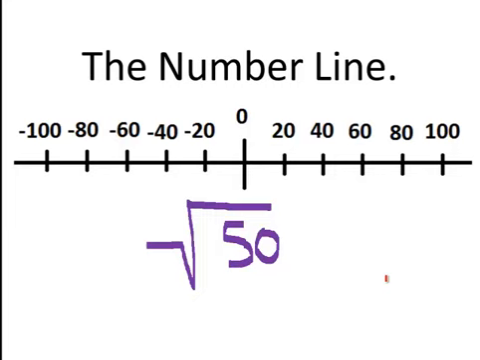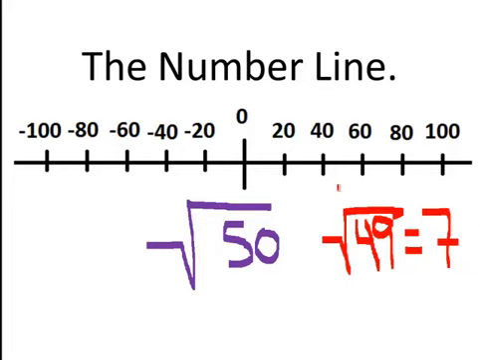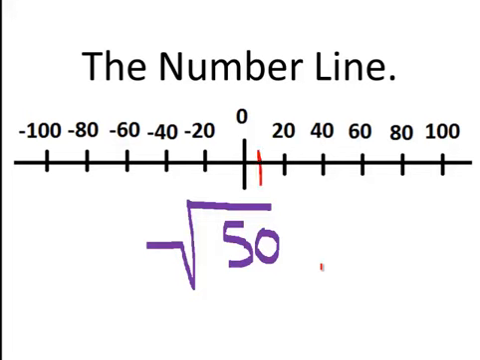The square root of 50. Well, perhaps you already know that the square root of 49 is exactly equal to 7, and 7 would go about here on the number line, and so the square root of 50 would be just a little bit more than 7. So the square root of 50 would go about there on the number line, a little more than 7.